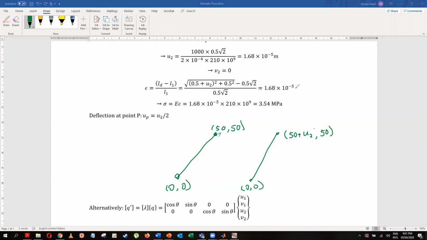Okay, this is unitless, right? Strain would have no units, so this is fine. If you multiply it with E, which is the modulus of elasticity, which is 210 gigapascal, you're going to have stress coming out in Pascal, जो कि उसको थोड़ा सा rewrite करके you can just confirm कि it's 3.5 megapascal almost. ठीक है?